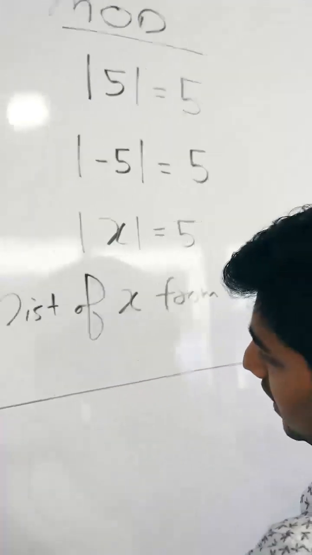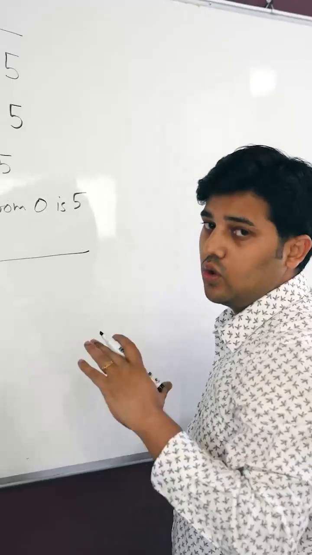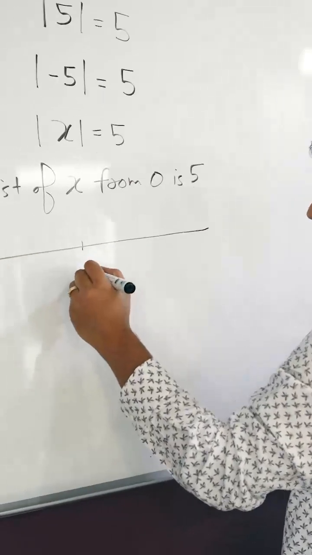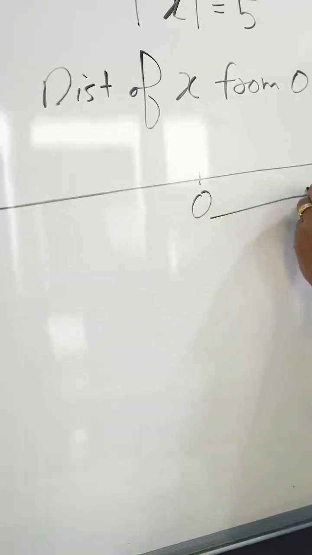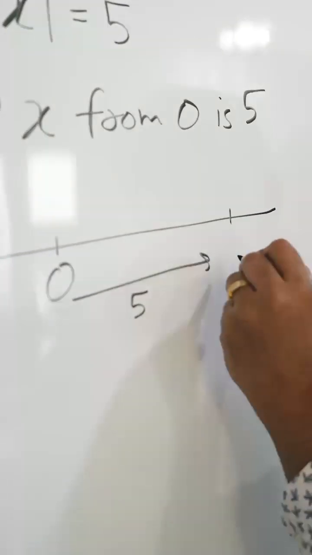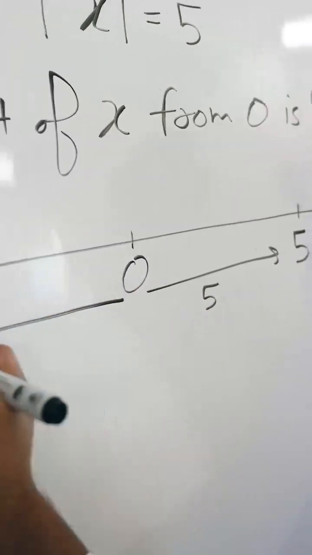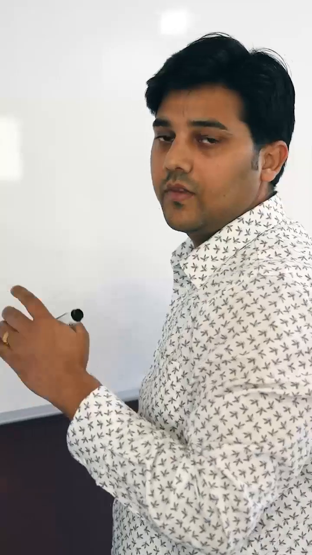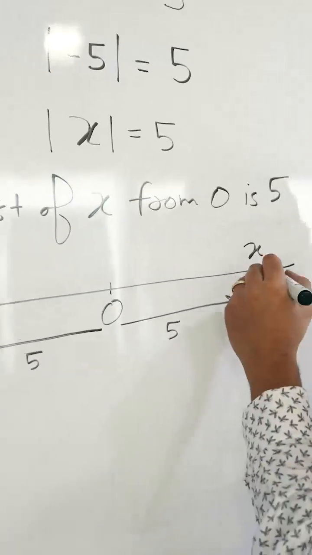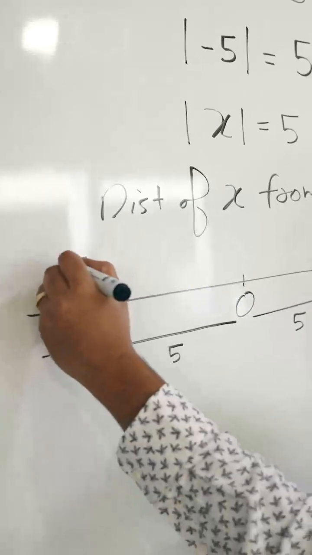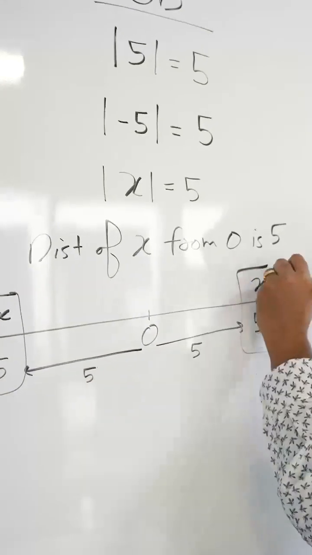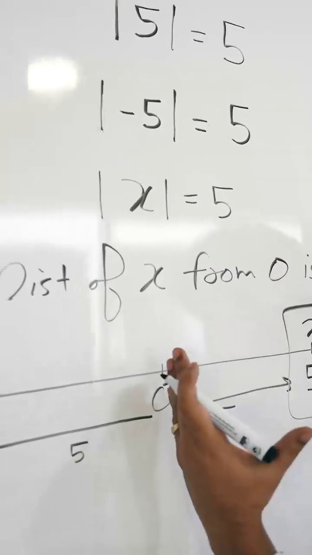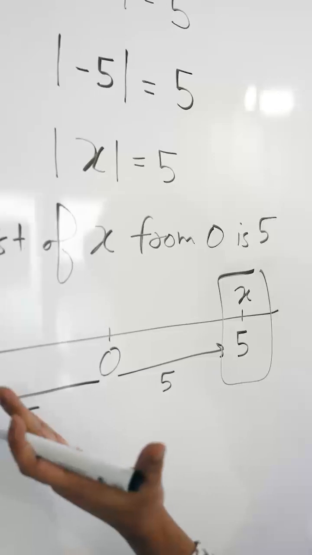So if you understand the modulus in the context of distance, no modulus will ever trouble you. When I say mod of x is equal to 5, that means if I go 5 points away from 0, where will I reach? I will reach plus 5. If I go 5 points away from 0 on this side, where will I reach? I will reach minus 5. There are two values of x now. So x is 5 or x is minus 5. So this 5 is not the value of x. This 5 actually represents the distance of this point from 0 on the number line.